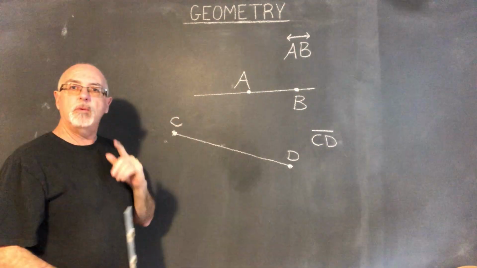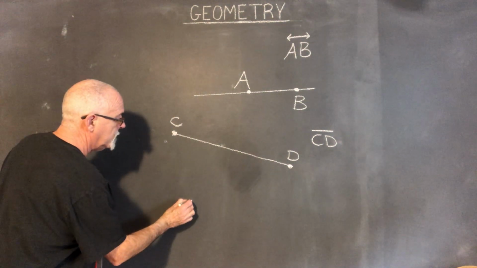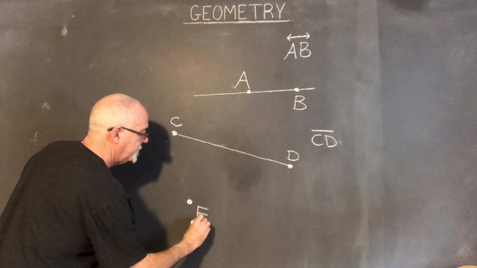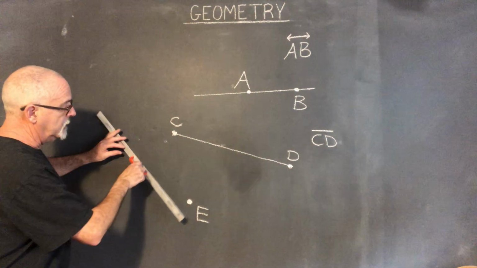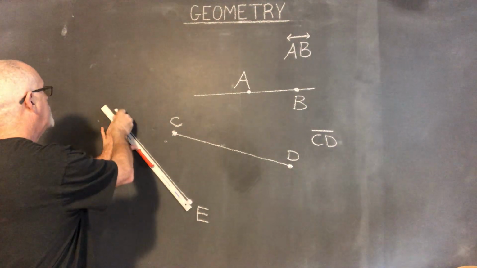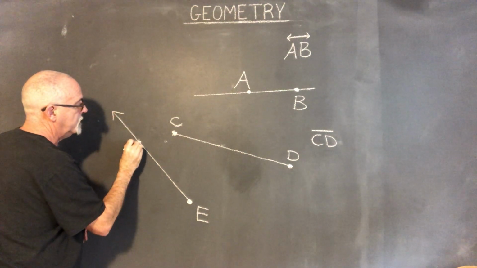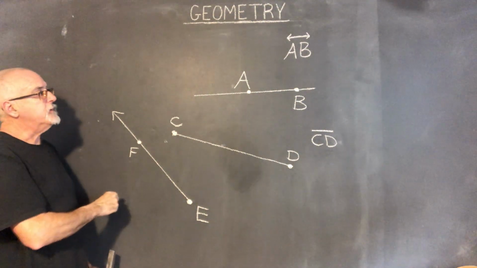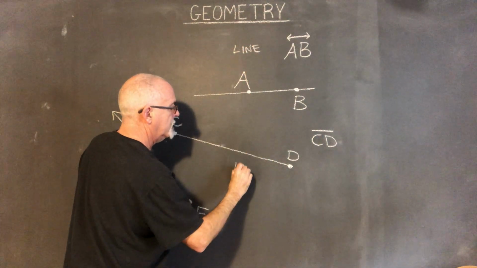And then the next one I want to draw is a ray. I have to find a spot to put it. I think I'm going to put a point here. I'm going to call that E. Of course, I can use any letter I want. I don't have to present things in alphabetical order. And then if I draw from that point, and then I put an arrow on the end, and put another point on it, which I'm going to call F, I have drawn ray EF, so that is a ray. So this is a line. Here we have a line segment.